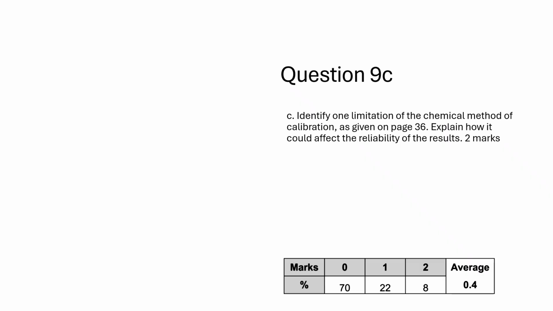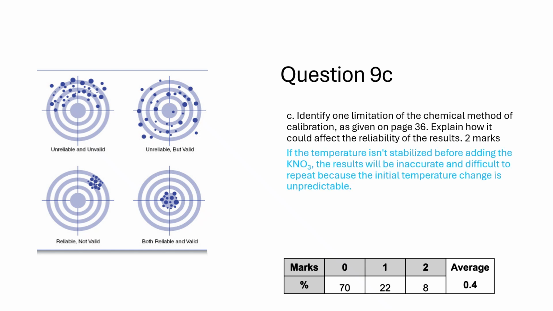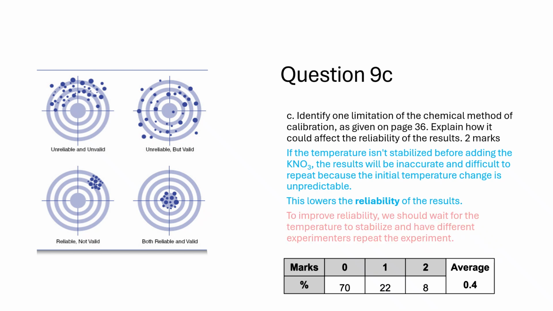If the temperature isn't stabilized before adding the KNO3, the results will be inaccurate and difficult to repeat because the initial temperature change is unpredictable. This lowers the reliability of the results. To improve reliability, we should wait for the temperature to stabilize and have different experimenters repeat the experiment.